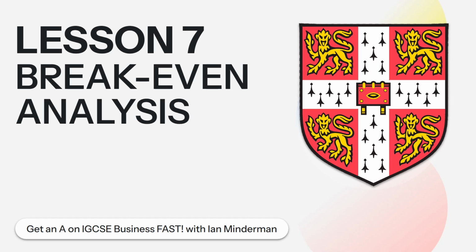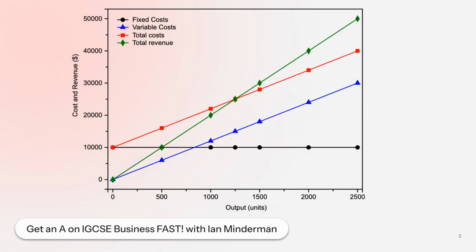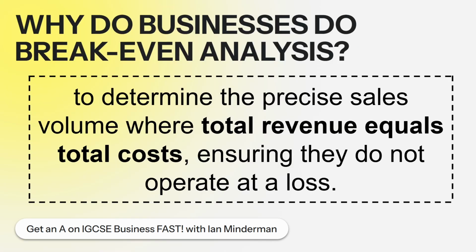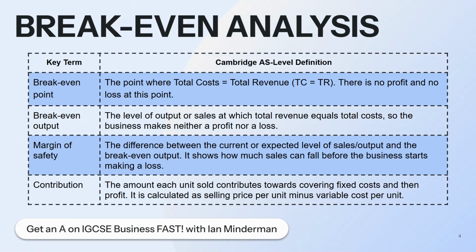Lesson 7, break-even analysis. This is a super important theme on the exam, so let's get into it. By the end of this lesson, you're going to be able to understand this graph. First, let's talk about why businesses do break-even analysis. They do it to determine the precise sales volume where total revenue equals total costs, ensuring they do not operate at a loss. Here are the key terms you need for break-even analysis.